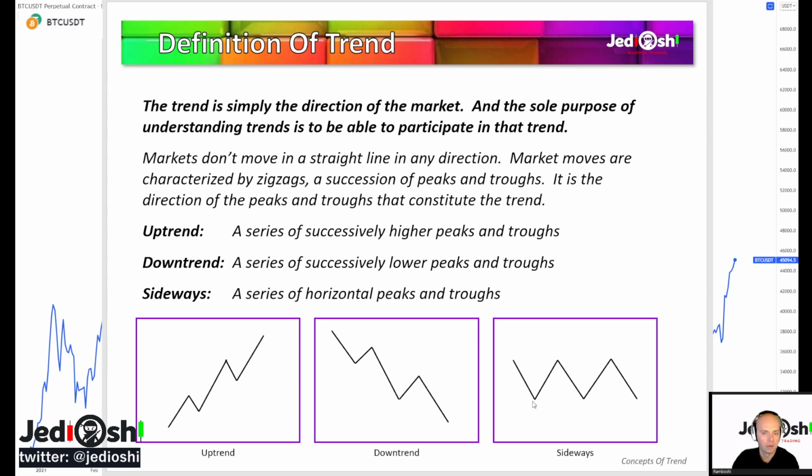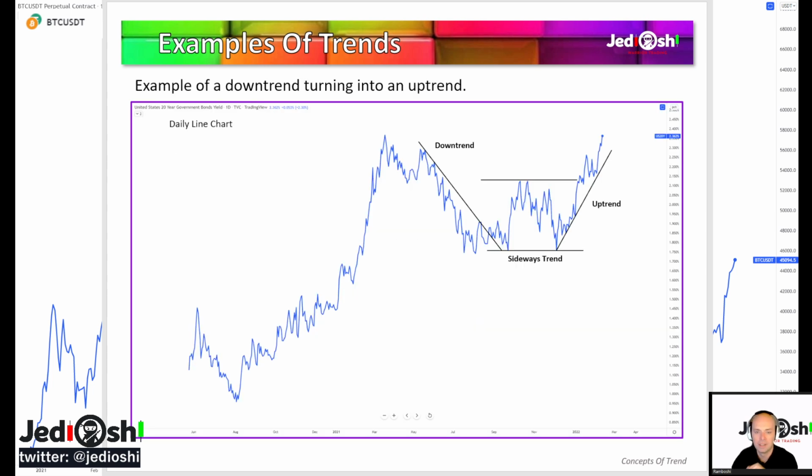And one of the most important things here is that this concept can be applied to any time period, whether it's 5-minute chart, 15-minute chart, 1-hour chart, daily, weekly, monthly. So you can look for long-term trends, short-term trends. The next slide, this is an example of a trend. Now I pulled it from a bond yield chart, and it doesn't matter. The only thing here is to demonstrate and illustrate trends.